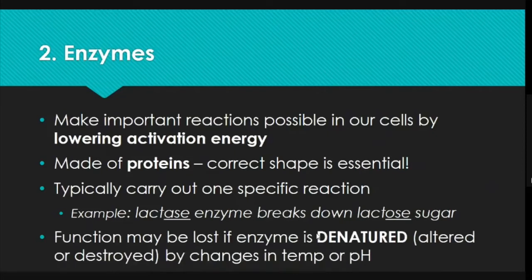Function can be lost if an enzyme is denatured. Denaturing means to alter or destroy an enzyme's shape, which then in turn causes it to lose its function. Things that denature enzymes would be changes in temperature or pH. They're very, very specific. So for example, an enzyme in your stomach would not work very well in your blood due to the change in pH, or an enzyme in your brain can be denatured by an extremely high fever.